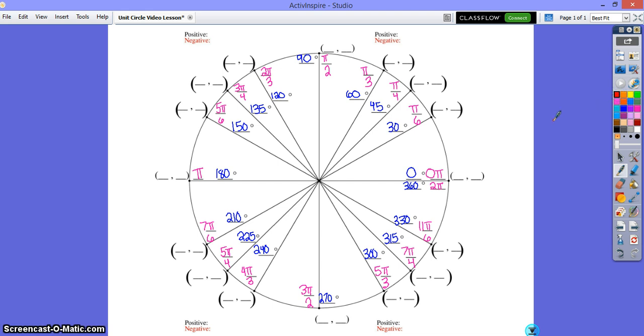The next thing I want to look at are these ordered pairs, these values. And again, there will be a separate video explaining where these actually come from. I just want to show you how to fill them in.